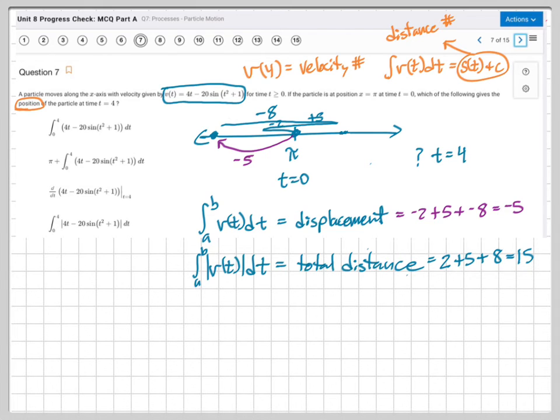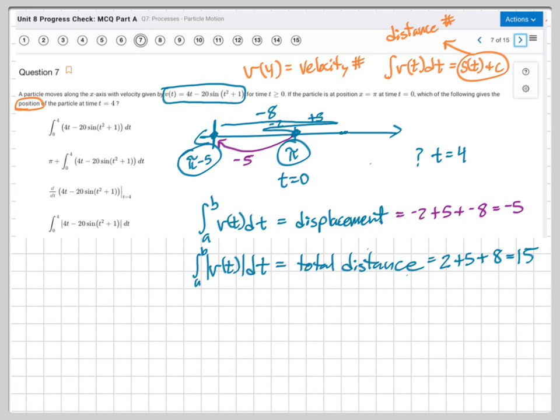We just want to know the position of our particle. So how do we find position? This is when we care about pi right now. I kind of already mentioned it. If we want to know where our new position is, we just have to take pi and subtract 5 from it, right?